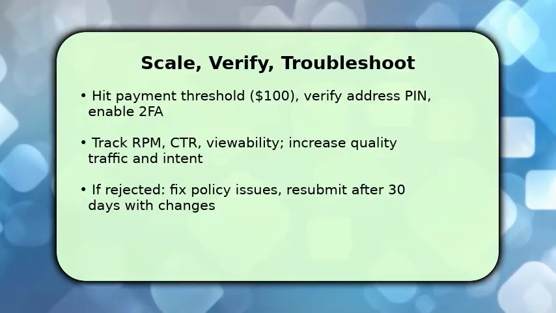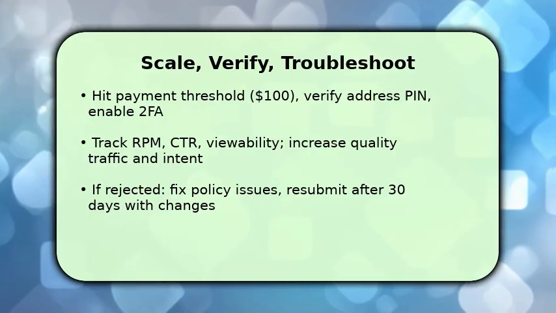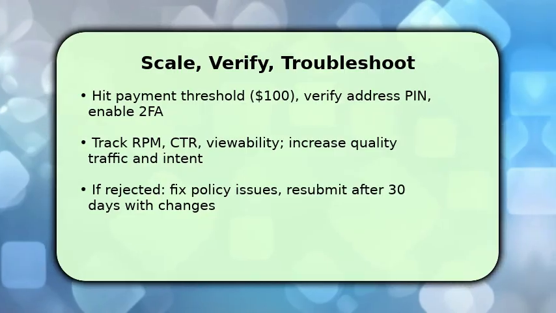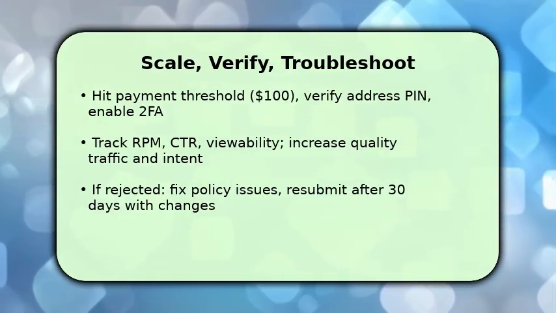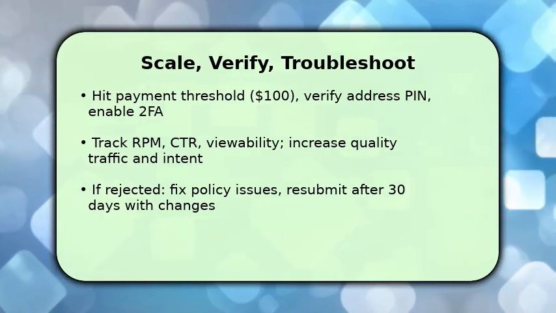You'll monitor earnings, wait to reach the $100 payout threshold, and verify your address with the mailed PIN so you can receive payments. Once verified, focus on RPM and CTR by improving content relevance and attracting organic, intent-driven traffic. Paid traffic often drops RPM.